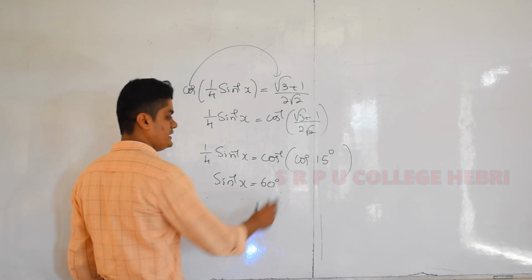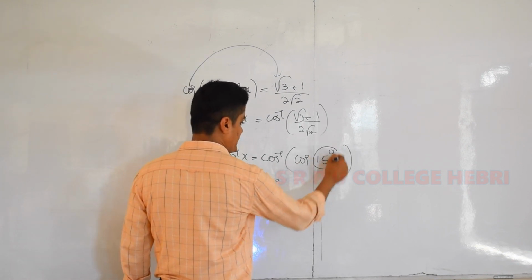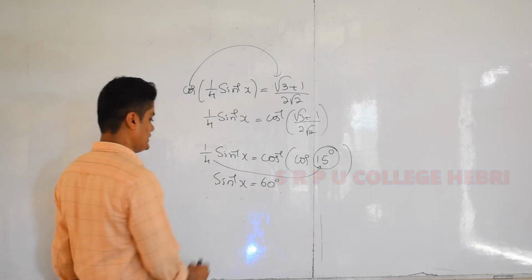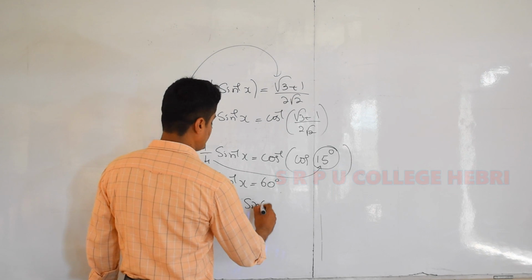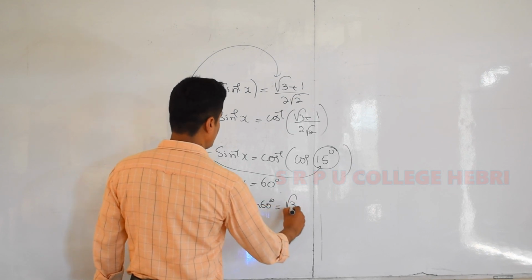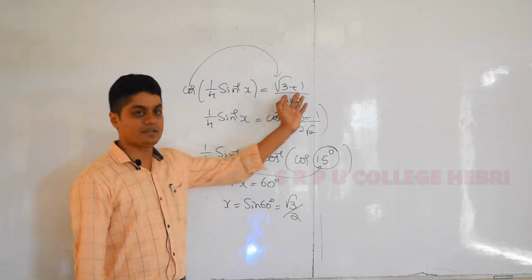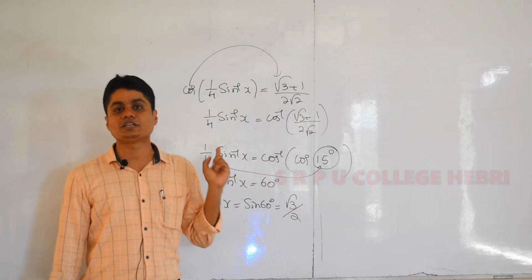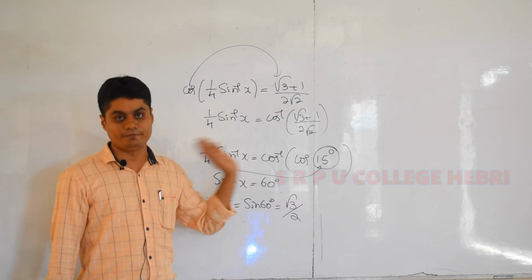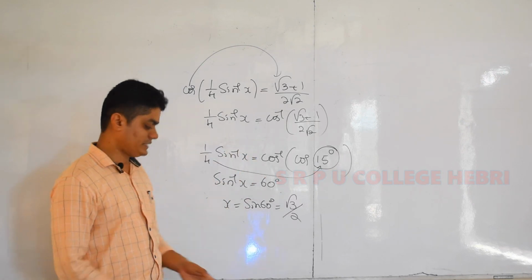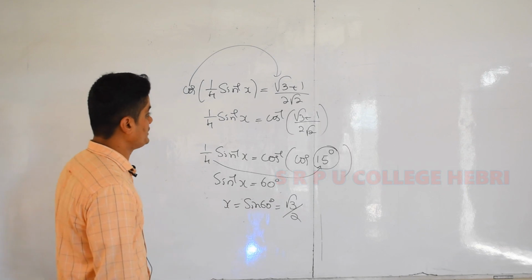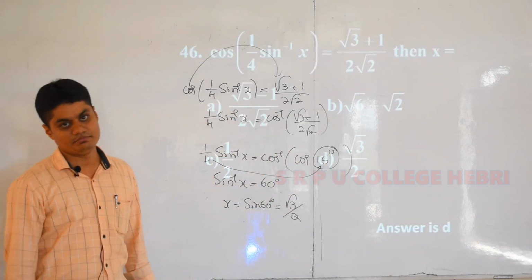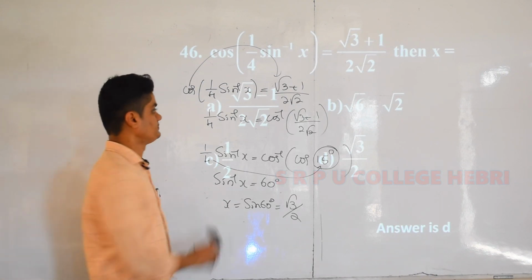Cos inverse and cos cancel. What is remaining? 15 degree. Multiply it by 4, so it becomes 60 degree. So sin inverse of x is 60 degree, so x is equal to sin 60 degree, which is root 3 by 2. If you look at it as a complicated number, you cannot solve this. This is actually a simple problem only if you know that root 3 plus 1 by 2 root 2 is cos 15 degree. Understood? So the answer is root 3 by 2. Let me check whether the option is present in the question. Yes, the answer is D, root 3 by 2. Understood? Yes, very good. Next question.